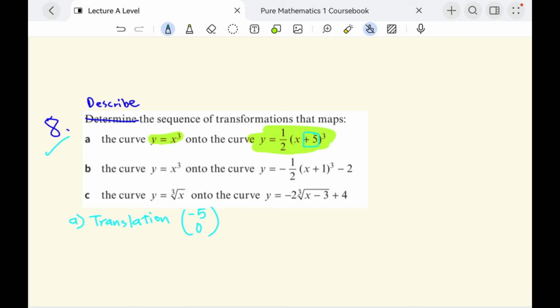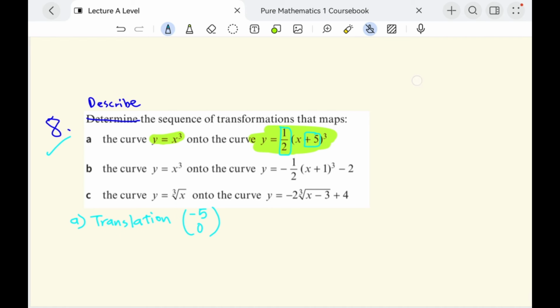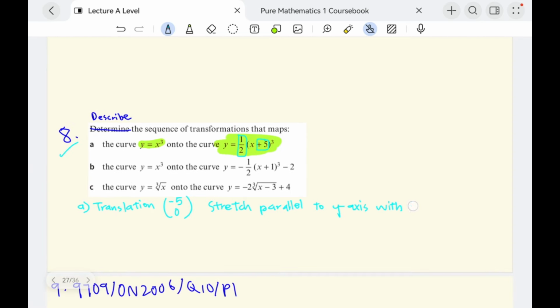And you see the half. That means you need to stretch with a factor of half. So you have the stretch parallel to the y-axis with a factor of half. Okay.